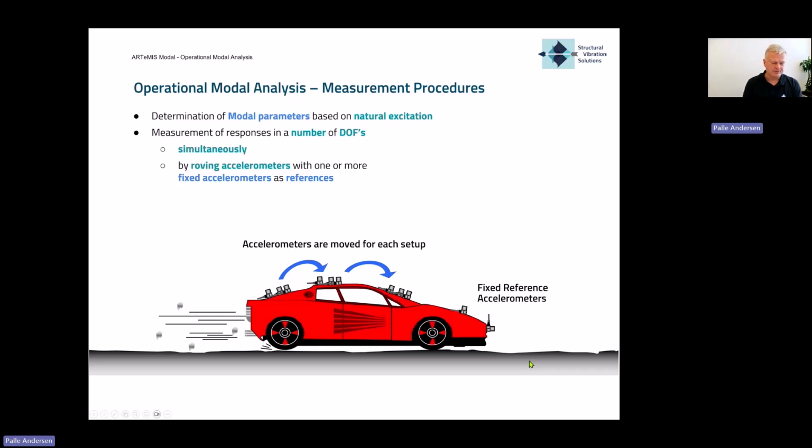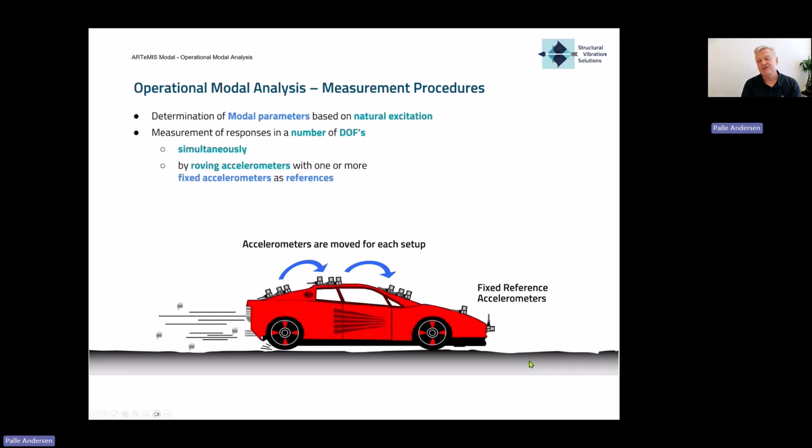There are two ways you can do it. If you have enough sensors, or you have few measurement points that you want to measure, you can just put whatever sensors you have in those points and then do a single measurement. And then that's it, you are done. You can just import the data and do an operational mode analysis.